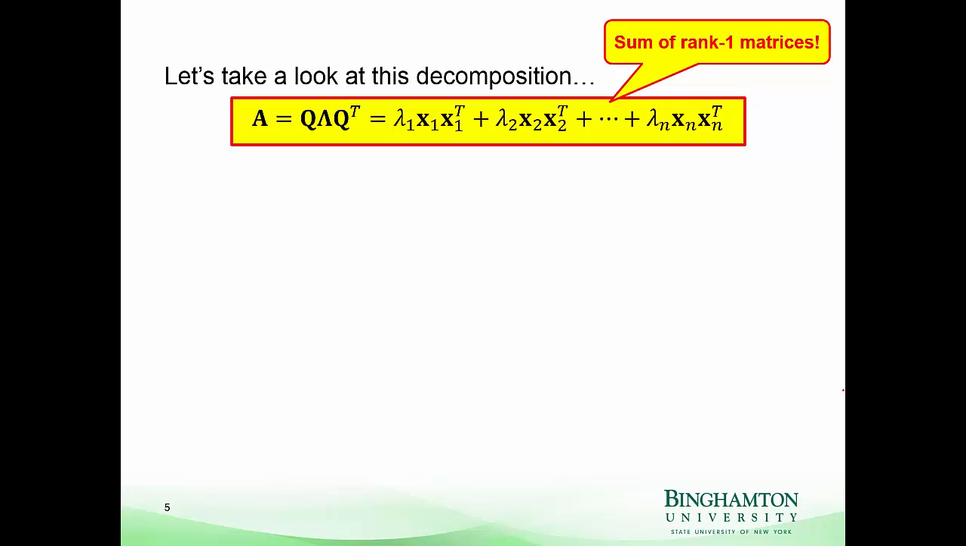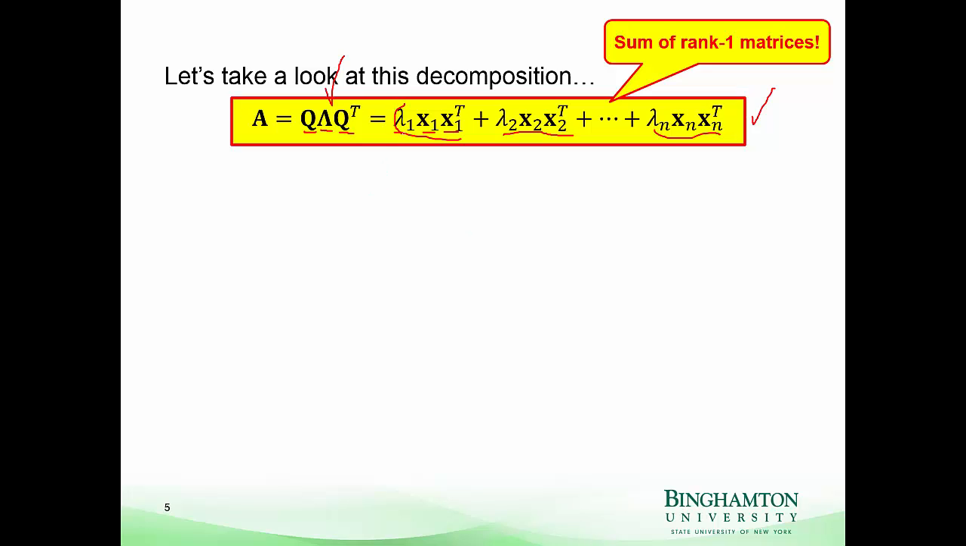So let's take a look at this decomposition, as we call it. Clearly here we're decomposing A into a product of three different matrices. But if we look at it this way, we're actually decomposing the matrix into the equivalent. Even if we compute it this way, we can think of it this way, that what we're doing is adding up a bunch of matrices, right? Because we've got a column times a row. So a column times a row gives us a matrix.